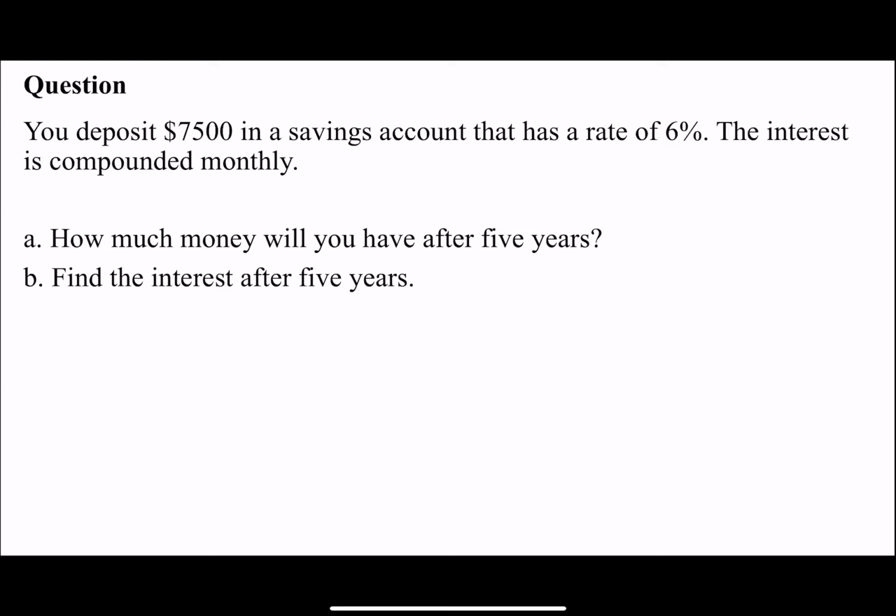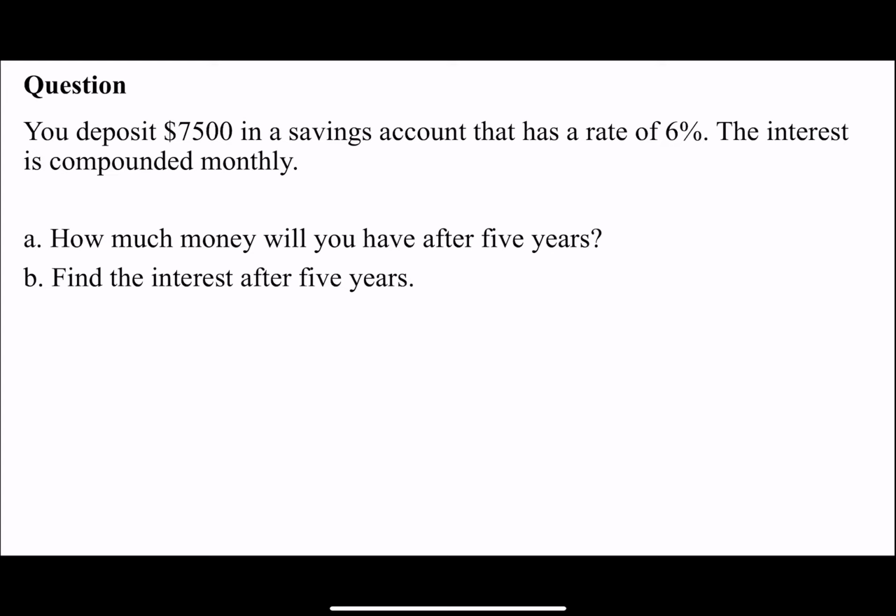Now here it says you deposit $7,500 in a saving account that has a rate of 6%. The interest is compounded monthly. Well, you deposit $7,500. That's your principal. The account has a rate of 6, so 0.06 is your R. The interest is compounded monthly, so N is equal to 12. Monthly we have 12 months a year, it means your interest is calculated 12 times a year, so n is equal to 12.